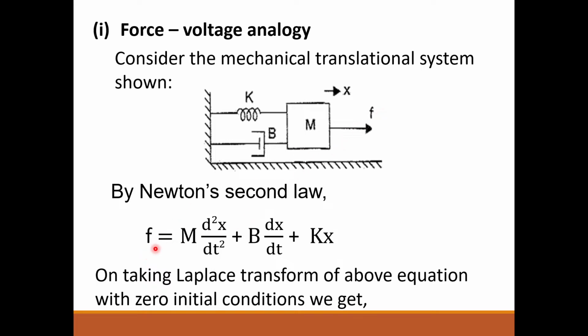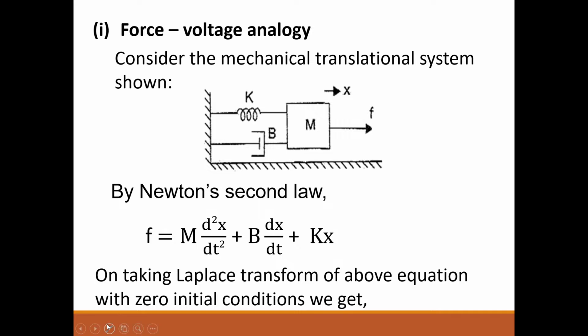There is only one applied force F, which is equal to the opposing force due to mass, m d square x by dt square, plus the opposing force due to friction, b dx by dt, plus the opposing force due to elasticity, k x. For this differential equation, take the Laplace transform. You will get F of s equals m s square X of s plus b s X of s plus k X of s.